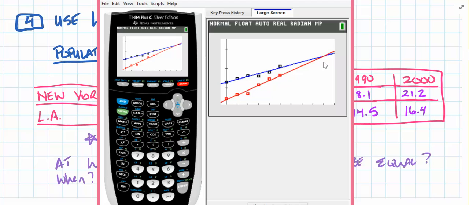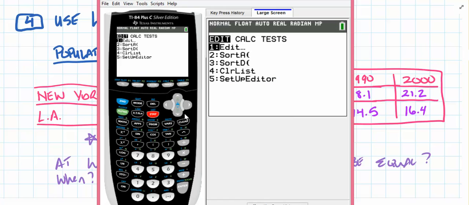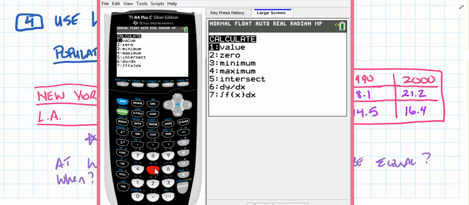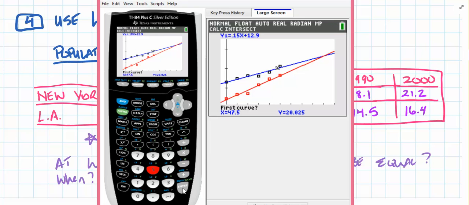Well, we can figure out that intersection point by going second calculate, and we can get an intersection point, option 5. So here's first curve, second curve, take a guess, boom, here we go. 91 years after 1950, the population will be the same at 26.5 million people. So that's what that's trying to say right there for us, okay? 91 years after 1950, the population will be 26.5 million people for each city. So that is what we're looking for right there.